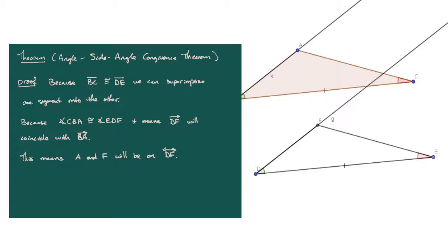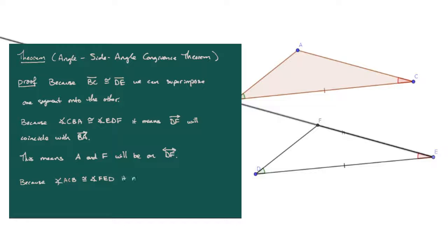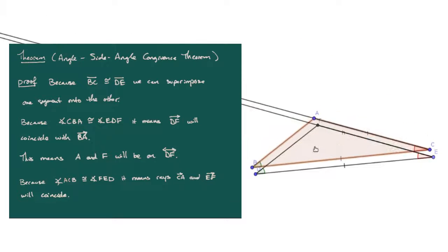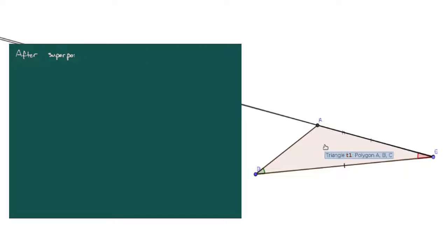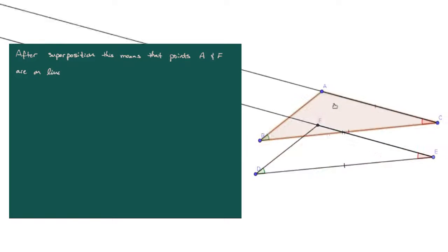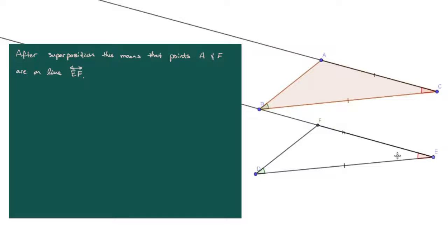Now, also, if we look at the flip side of that, when we superimpose our triangles, if we look at the ray passing through EF and the ray passing through CA, when we superimpose our triangles, again, those rays will coincide as well. And so what that means is that our points A and F will once again lie on our line passing through E and F.